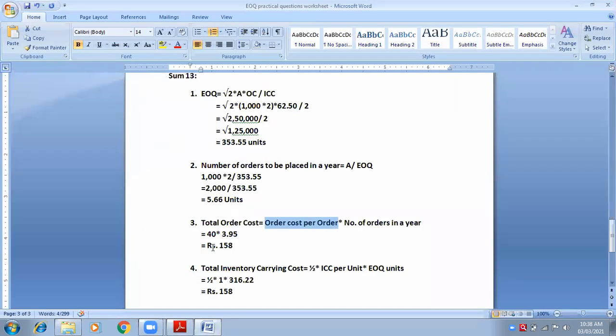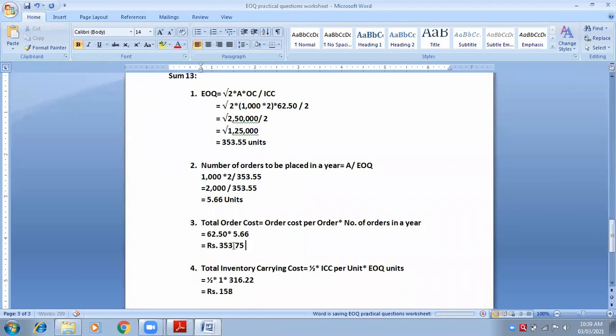62.50. Very good. So here I will write 62.50 multiplied with the number of orders to be placed in a year. So how many orders are placed in a year? 5.66. So 5.66 into 62.50. What is the answer now? 353.75. Rupees 353.75.